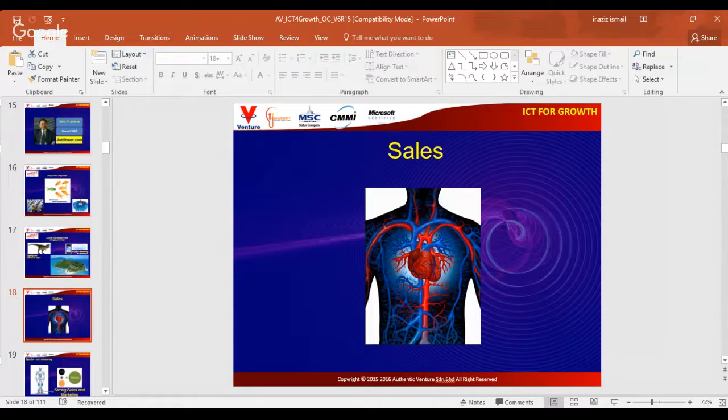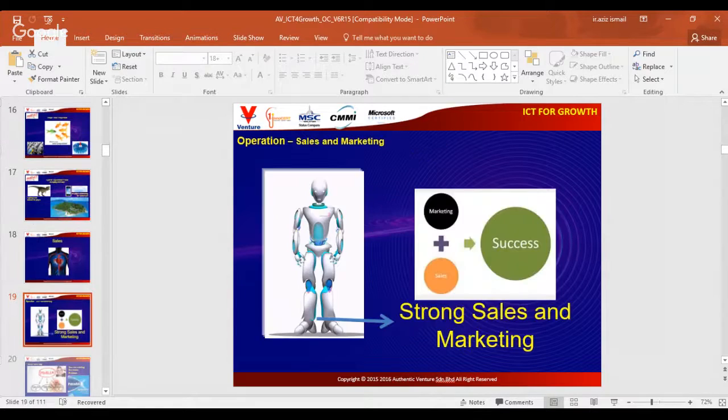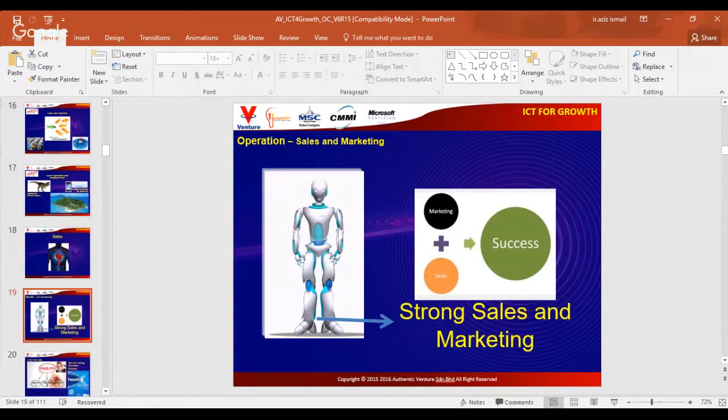We must focus on sales. If you are an entrepreneur, sales is one of the most important functions that you must do. Without sales, you are going to die. So whether you like it or not, look into how you are going to strengthen your sales and your sales team. We are going to go through the various methods later on. That's it. You need to have strong sales and marketing. You need to spend a lot of time and resources in order to build your sales and marketing strength.